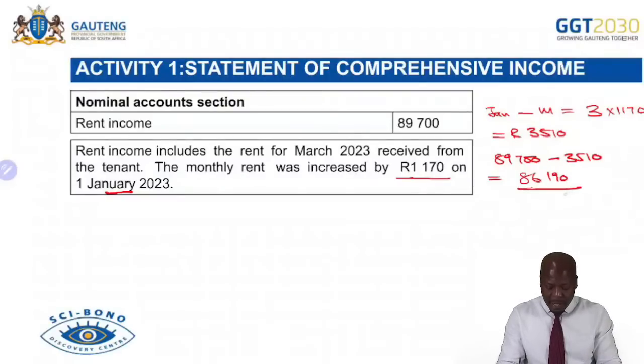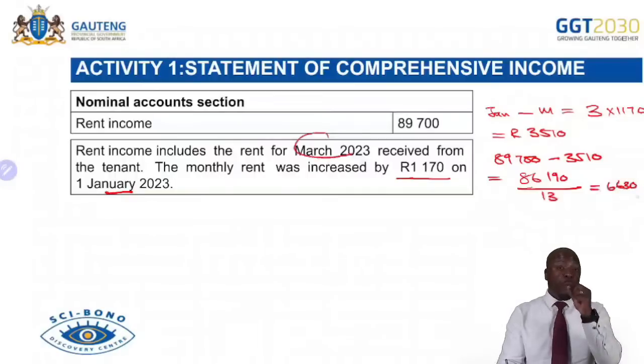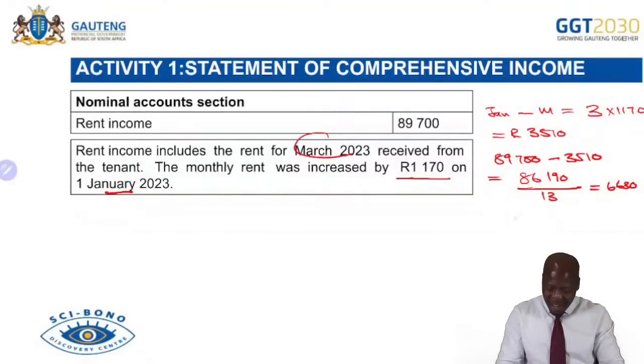Once we get rent before increase, then we can divide it by 13 months because we have received rent for March. So it's not 12 months, it becomes 13. And then we now say rent per month, therefore, is 6,630. This is rent before the increase. All right. So we then say 6,630 before the increase plus the increase. How much is the increase? 1,170. This therefore gives us 7,800. This is the rent per month after increase.